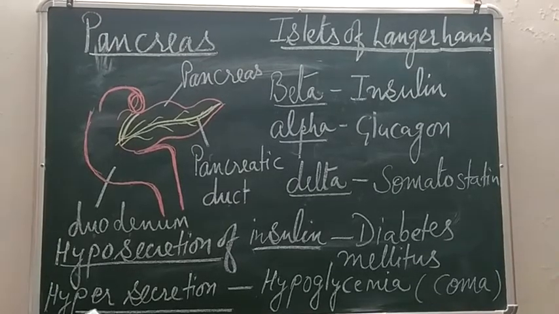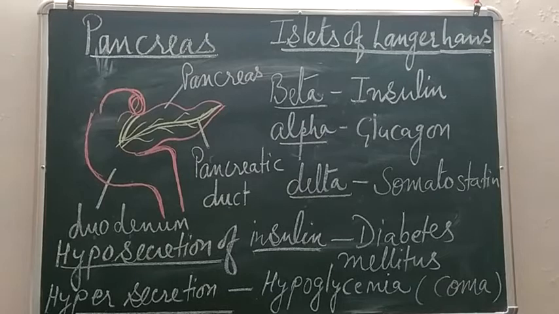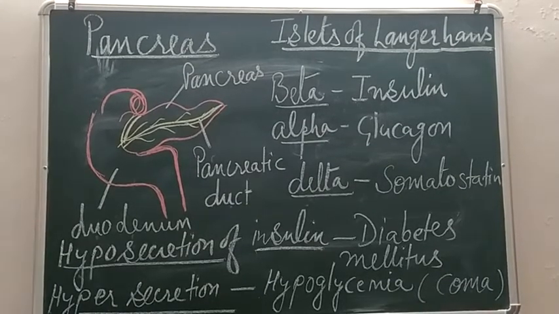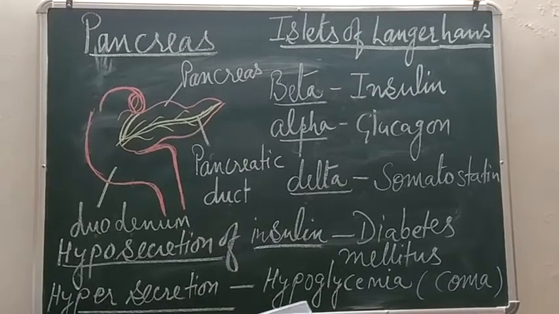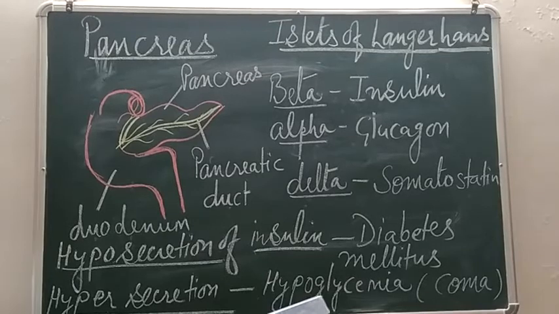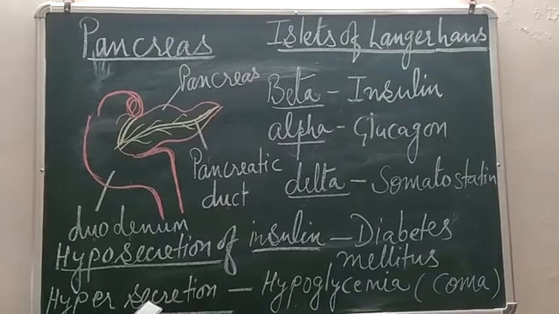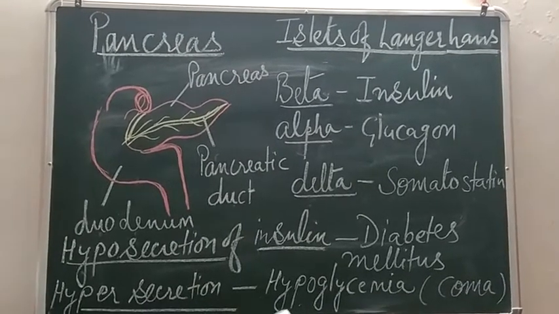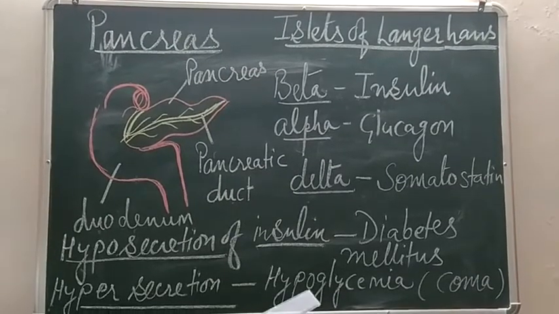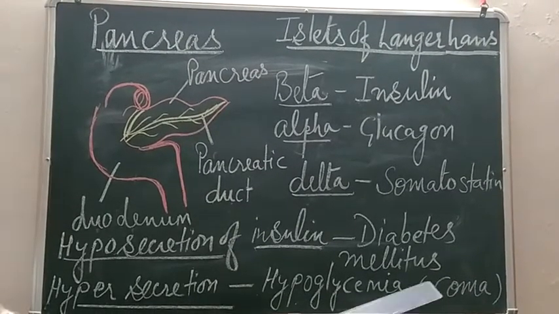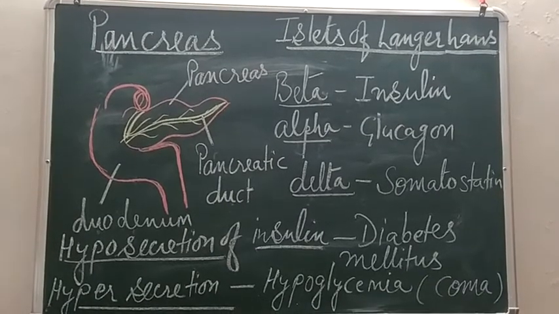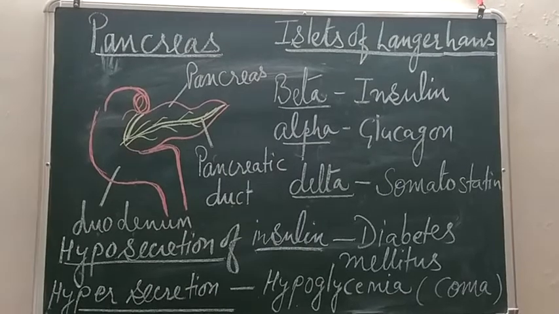What will happen if there is over-secretion of this insulin hormone? Hypersecretion of insulin hormone causes a problem known as hypoglycemia. It means if the insulin amount is more, then the person will suffer from hypoglycemia. Hypo means less sugar in the blood, and the condition is also known as coma. A person can undergo coma if there is less sugar in the blood.